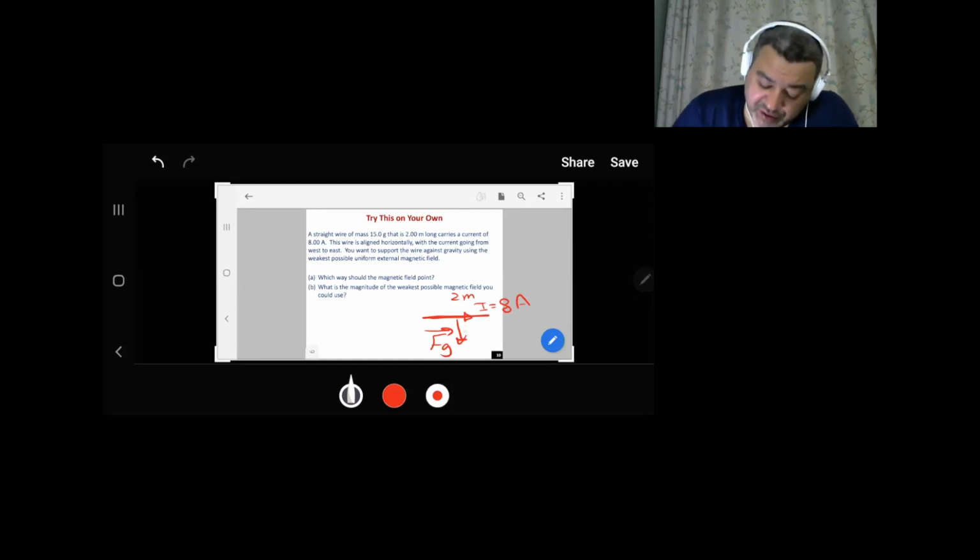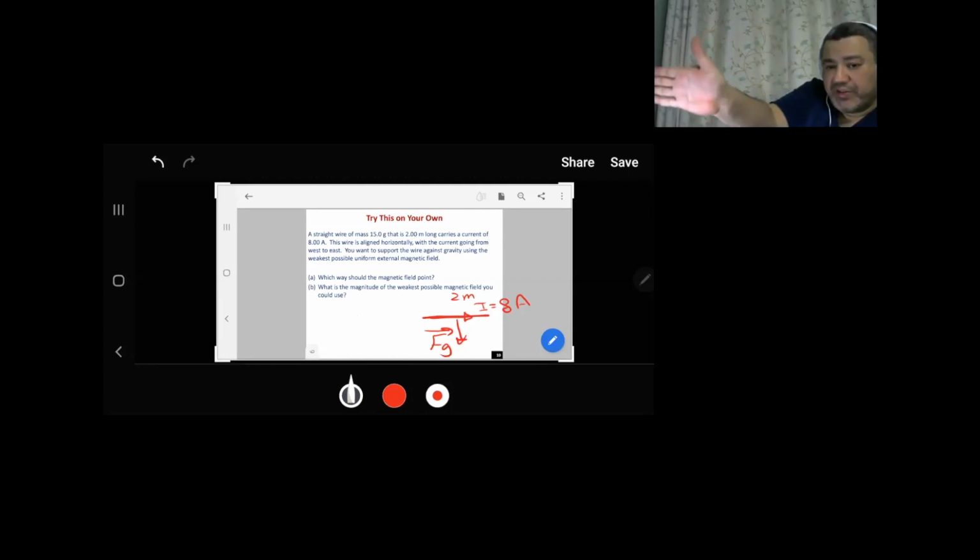So we have the gravitational force pointing downward. We have the current going from the west to the east, I equals 8 ampere. You need to decide on the direction of the magnetic field such that the induced force is opposing the gravitational force. I know the current is going in this direction, and I need the force to be pointing upward, right? So the direction of the magnetic field should be, this is the direction where I am curling my fingers in, into the page.